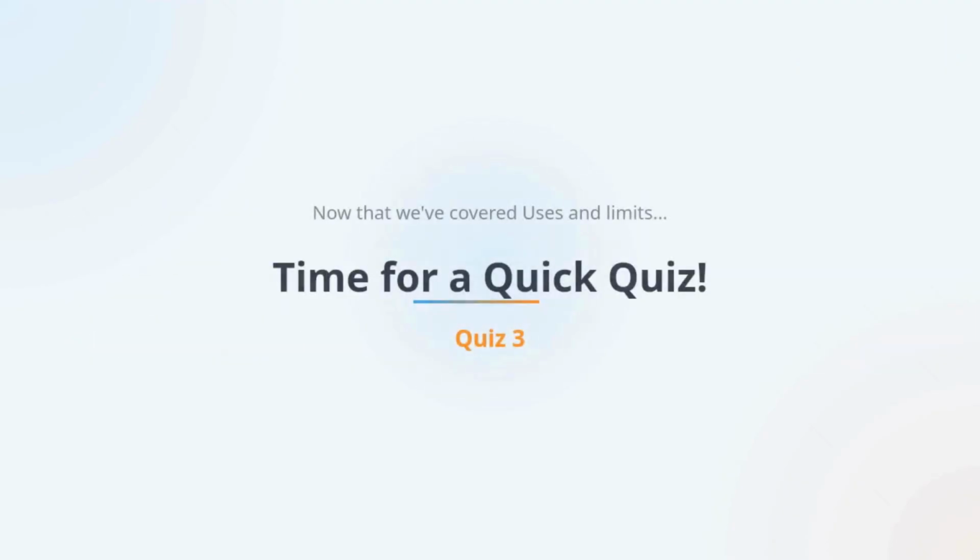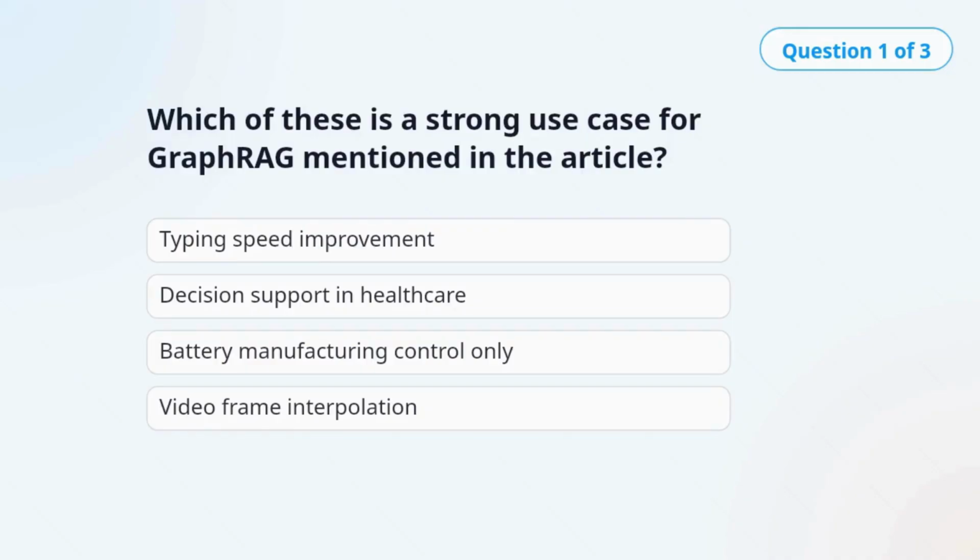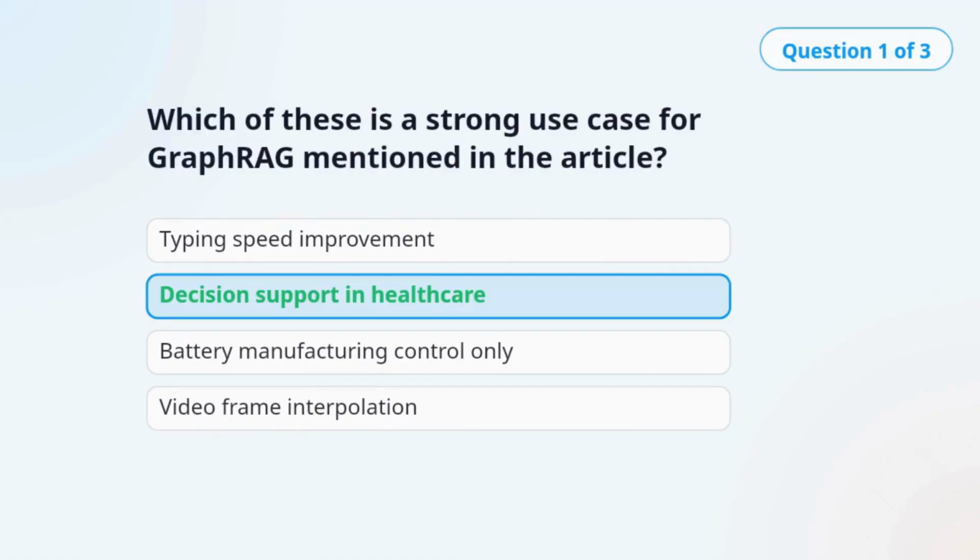Now that we've covered uses and limits, let's test what we've learned so far. Here's quiz number 3. See if you can get it right. Question 1. Which of these is a strong use case for GraphRAG mentioned in the article? The correct answer is decision support in healthcare. The article highlights healthcare decision support as a major application where GraphRAG links symptoms, diseases, treatments, and evidence.